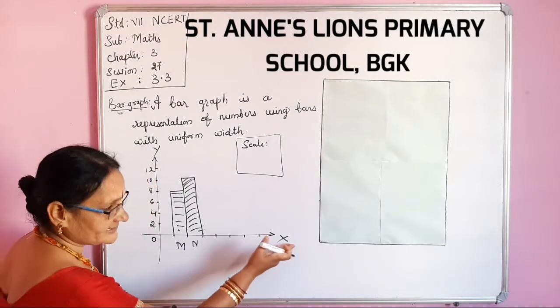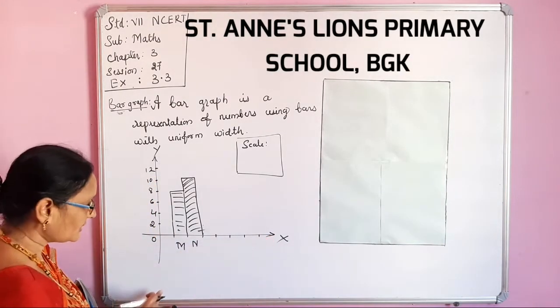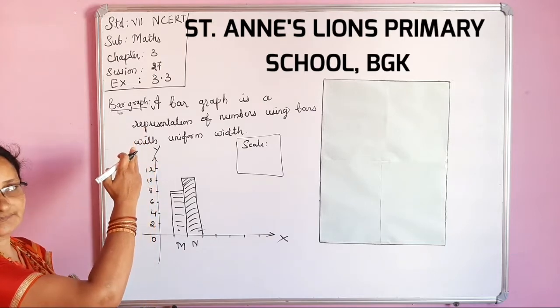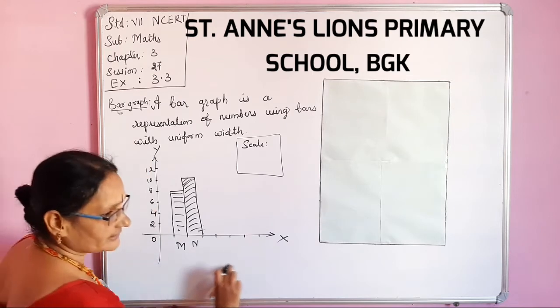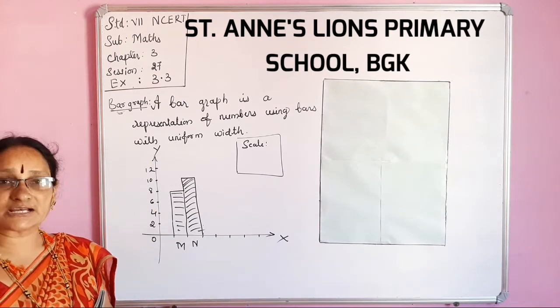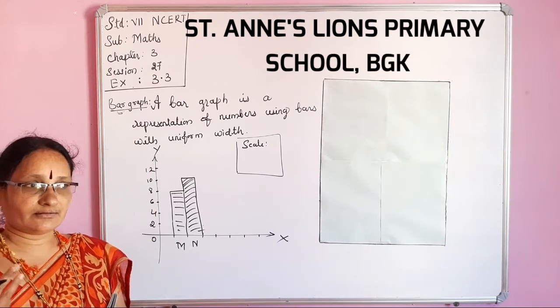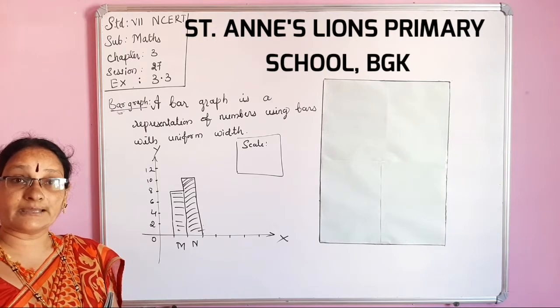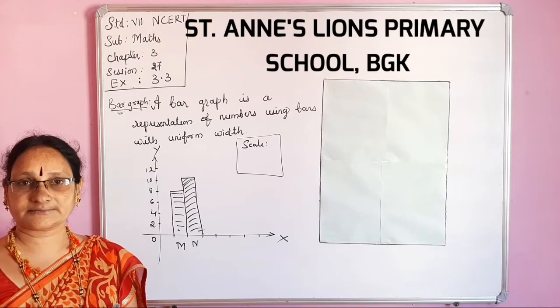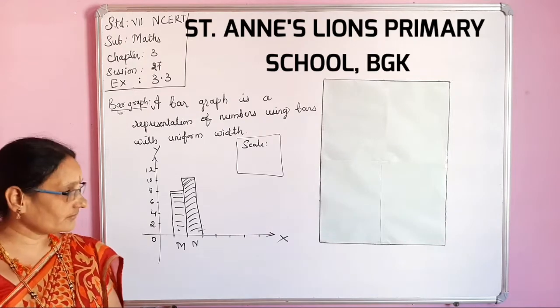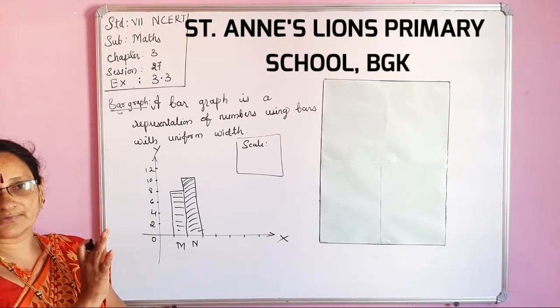And you know this is the x-axis. The horizontal line is the x-axis, the vertical line is the y-axis. Here we have to write the score. Along the x-axis we have to write whether it is the children, or the football game or cricket game, whatever things are there. So this is the brief explanation I wanted to give.